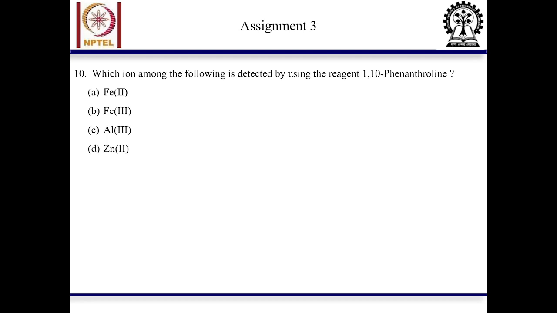Can anyone tell me what the answer is for question number 10? Shweta is saying A. Okay, so I will tell you this answer with one analytical application also. This question is very important because it has very significant use in analytical chemistry. Sweta is also saying A. Yeah, that's great. The answer is A.